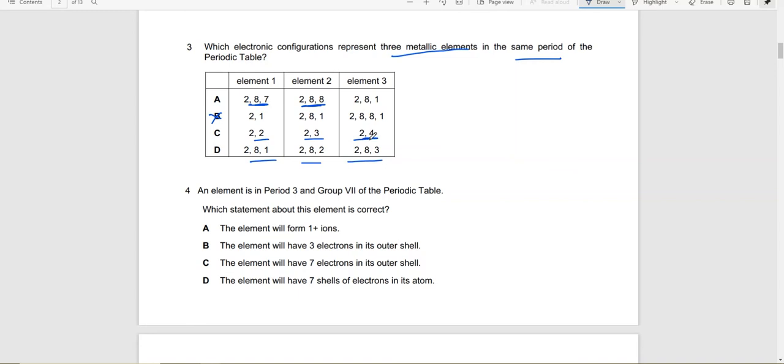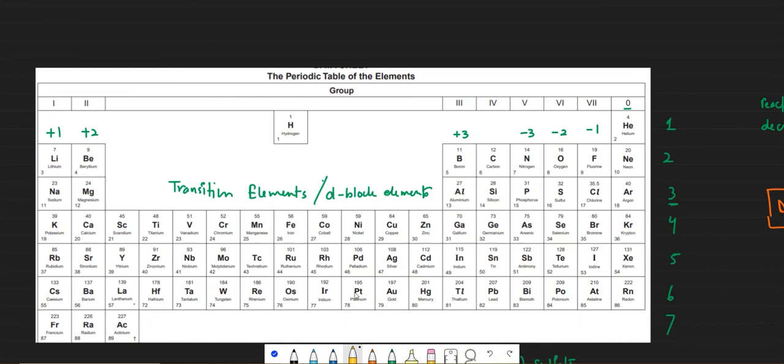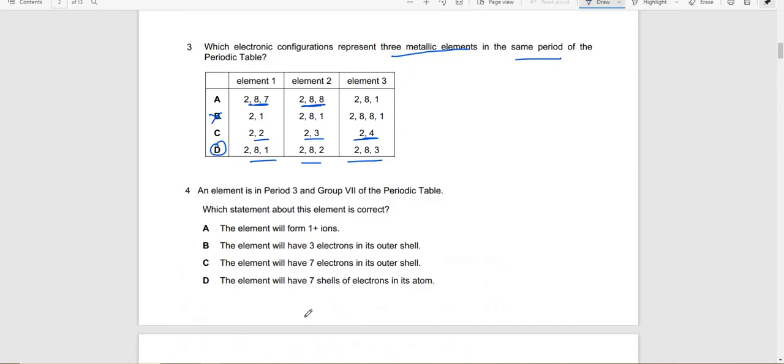The answer would be D. An element is in period 3 and group 7 of the periodic table. Which element is it? Let's check it. Period 3 and group 7. The answer is 3. Period 3 and group 7 is 3. So, which statement about this element is correct? The element will form plus 1 ions? No. The element will have 3 electrons in its outermost shell? No. The element will have 7 electrons in its outermost shell. That is correct, because it is chlorine, which belongs to group 7.